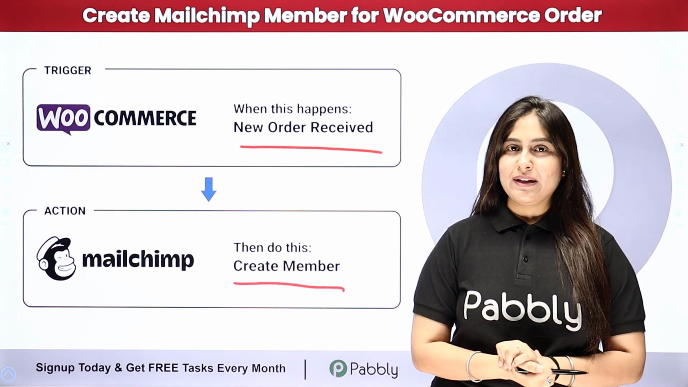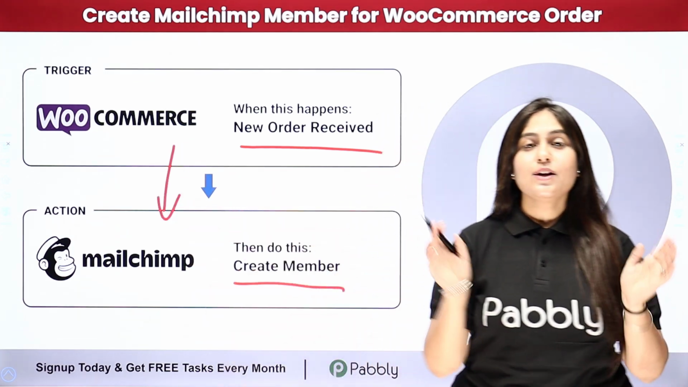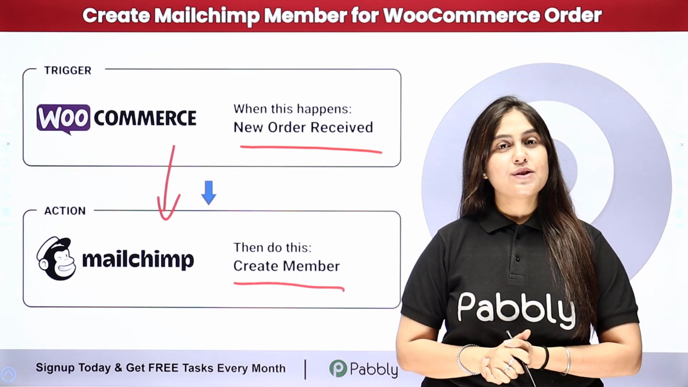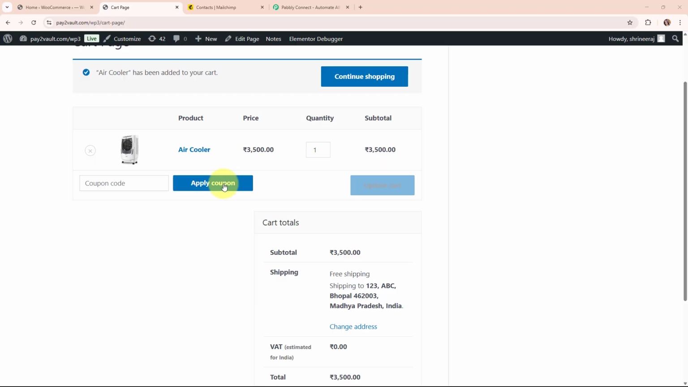So now here to automate the entire process, I need to connect my WooCommerce account with my Mailchimp account using an automation software named Pabbly Connect. So to see the working of this automation and to learn this process step by step, let me take you to my screen. Welcome to my screen.